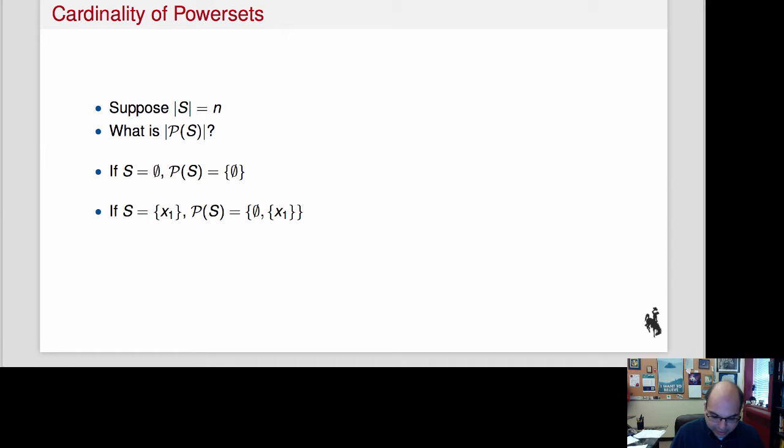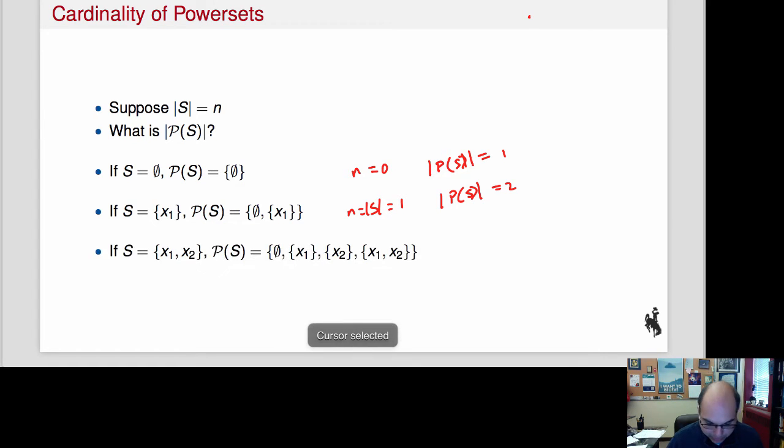So here n is equal to 0, and the cardinality of the power set of S is equal to 1. Here we have n, which by the way is just the cardinality of S, equal to 1. The cardinality of the power set is equal to 2. Okay, so we have a pattern going, maybe.